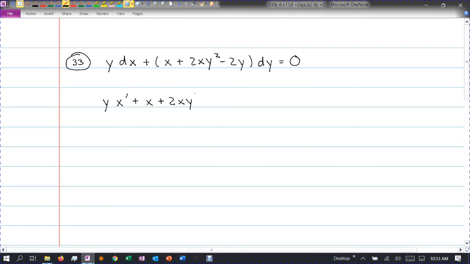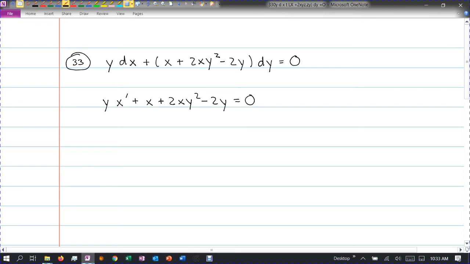Okay, y dx plus x plus 2xy squared minus 2y dy equals 0. So I'm going for x prime here. I'm going to divide everything through by dy. So y x prime plus x plus 2xy squared minus 2y equals 0.